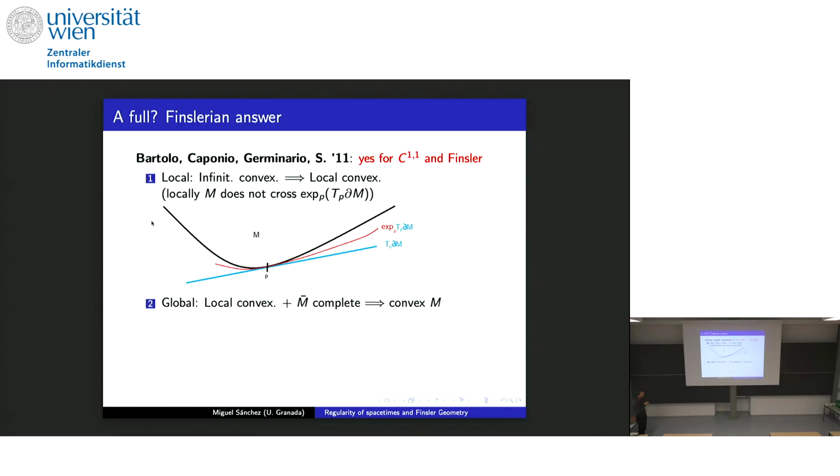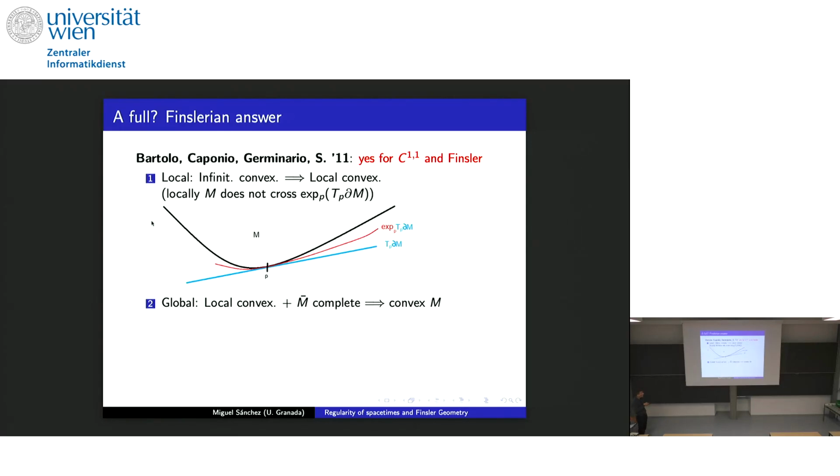In collaboration with Caponio, Germinario, and Bartolo, we gave a positive answer for C11 metrics and in the Finslerian setting. This positive answer is given in 2 steps. A first step is to prove that the infinitesimal convexity implies local convexity, where local convexity means that if I consider any point of the boundary and take the exponential of the tangent space, this is not crossed by the boundary of the manifold. Okay?